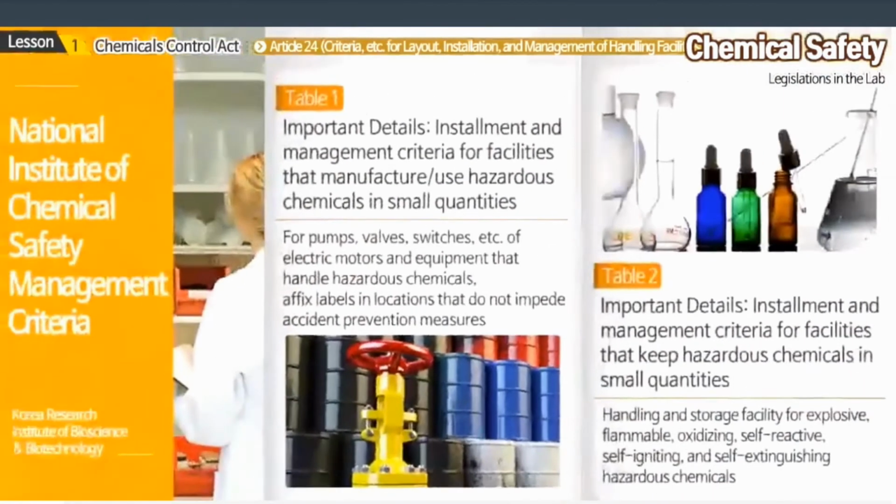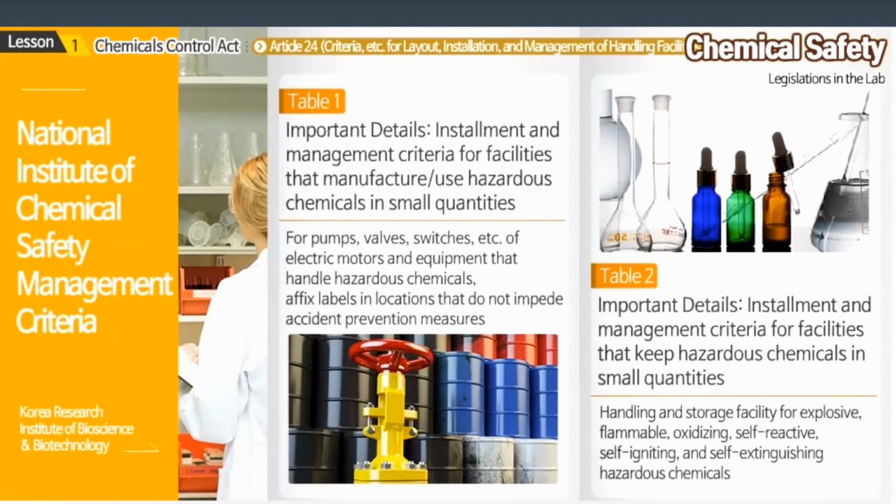Let's take a closer look at some of the more important details from the management criteria disclosed by the National Institute of Chemical Safety. All personnel must be aware of these criteria items when handling hazardous chemicals in the lab. We will begin with Table 1, then move on to Tables 2 and 3.